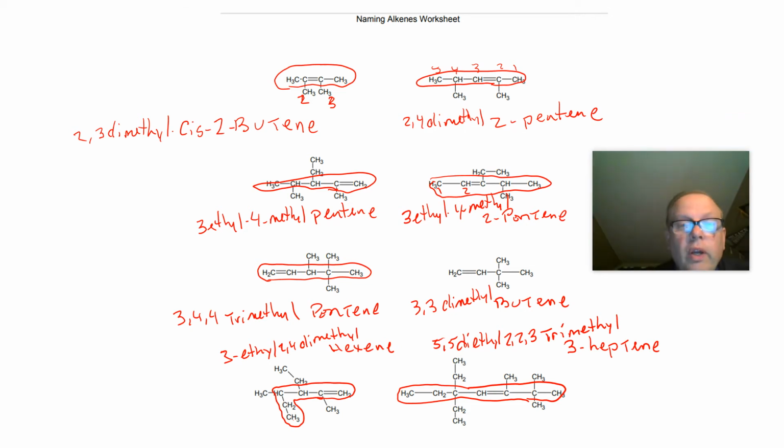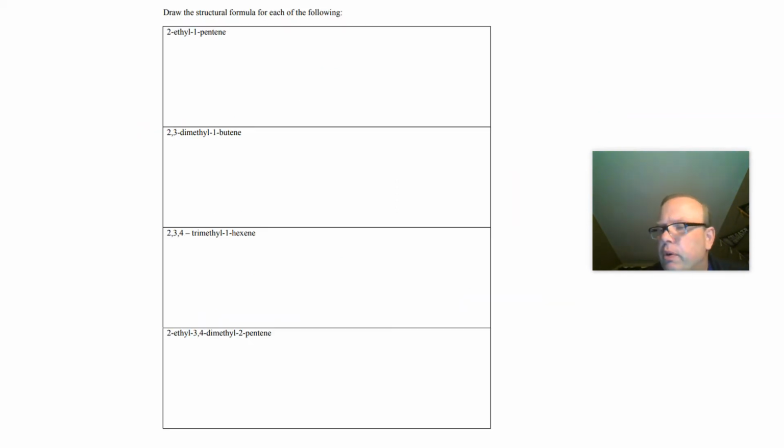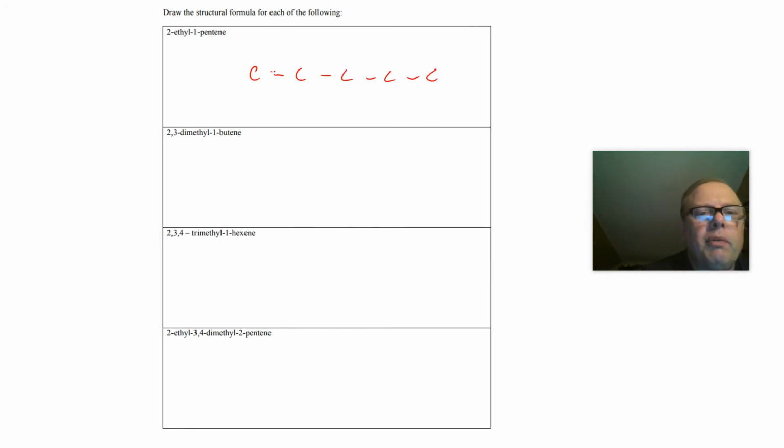There was one lab group in particular that was suffering on this. Most of the rest of you were kind of okay, with a few things here and there. Okay, these were pretty straightforward. So 1-pentene, it is redundant, but 1, 2, 3, 4, 5. Put the double bond there. 2-ethyl, 1 and 2. Now, why 2-ethyl? Because the longest chain looks like this, and the double bond has to be in the central chain.